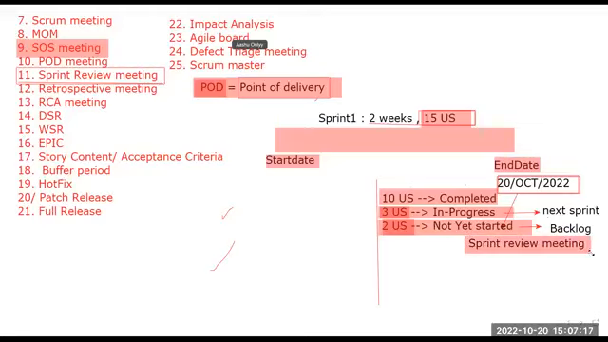So likewise, this kind of activity is what we do during the sprint review meeting. We check how many stories we have completed. If something is pending, we can move it to the next sprint. If something is not at all started, we can move it to the backlog. Clear, everyone? Yes. So who can initiate this meeting? Usually it will be the Scrum Master.